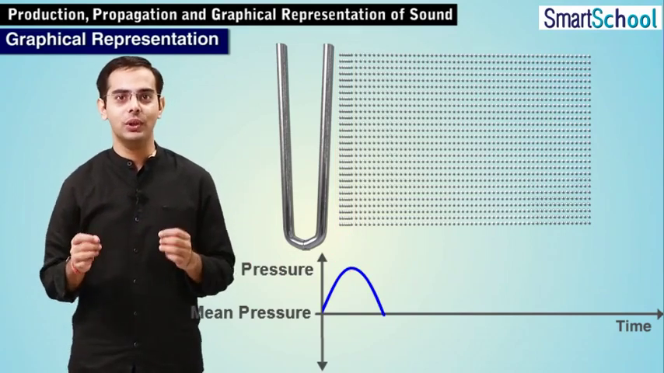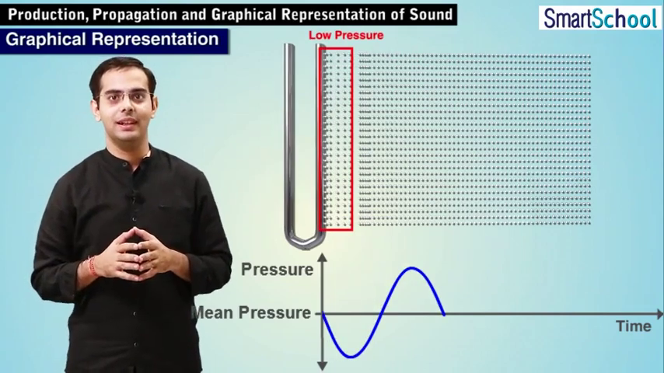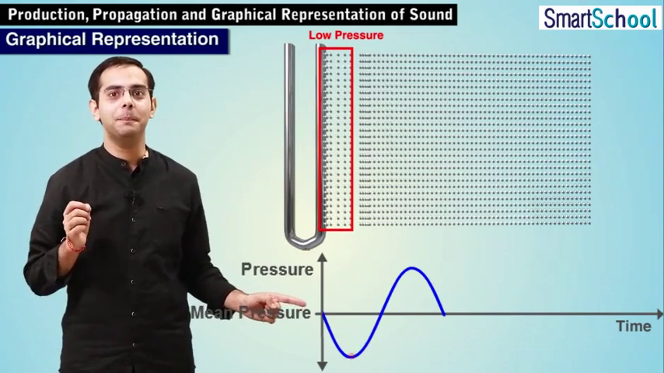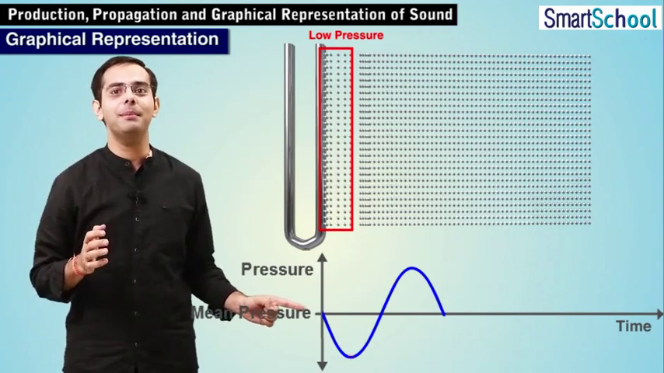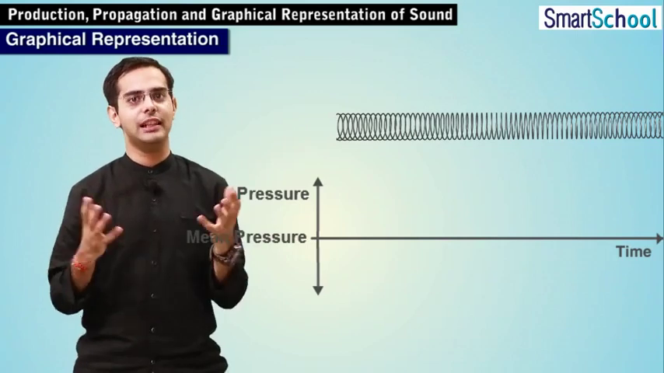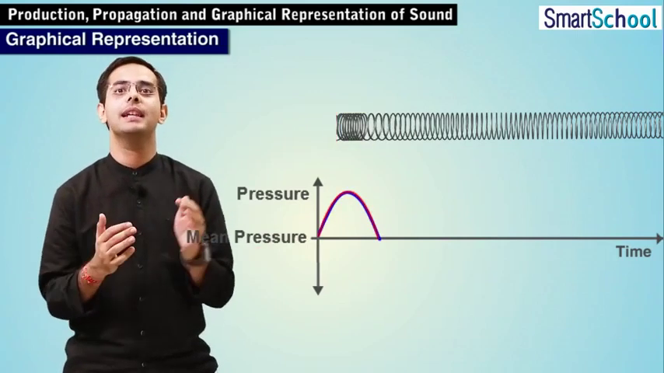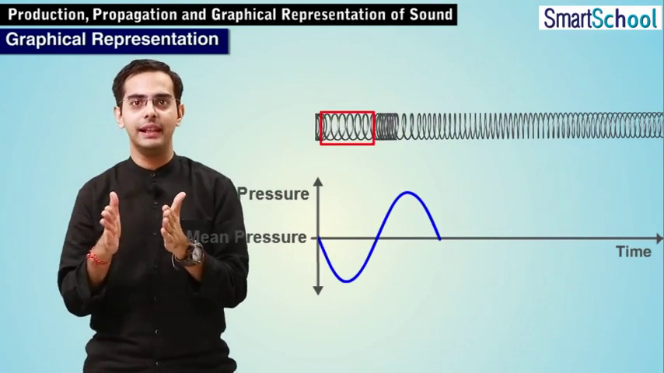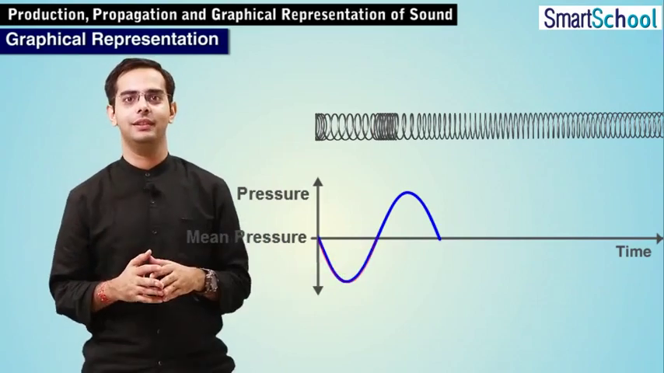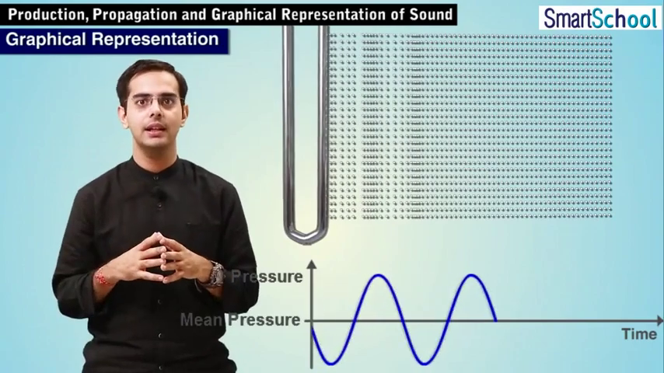Now the prongs of the tuning fork come back, creating a region of low pressure. And we can show the low pressure area with the lower portion of the curve. And the peak in the lower portion representing the minimum pressure is called the trough. Similar is the case with the slinky. The rarefaction or the compression where the rings are crowded together is represented by the upper portion of the curve, and the portion where the rings are spread apart is represented by the valley or the lower portion of the curve.